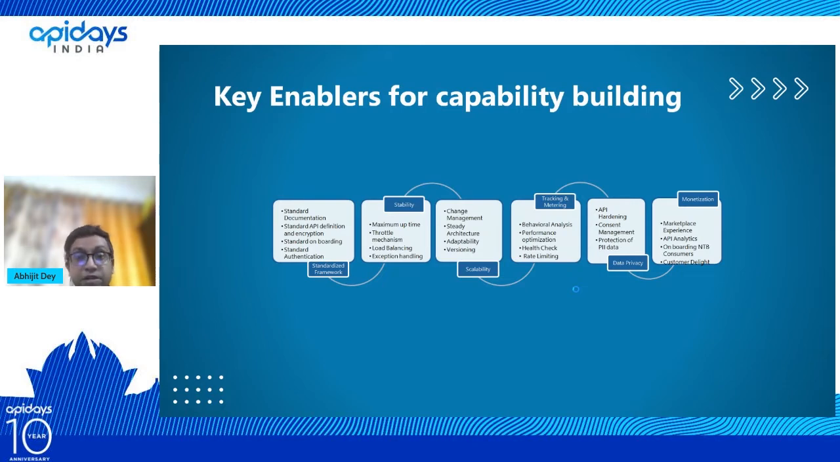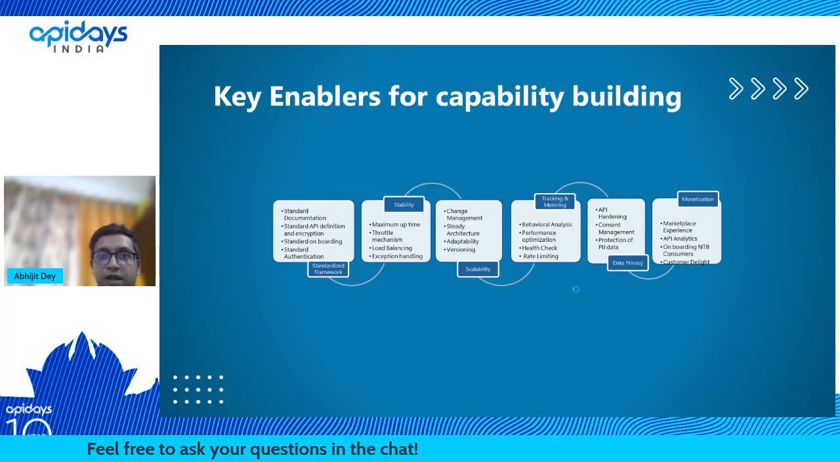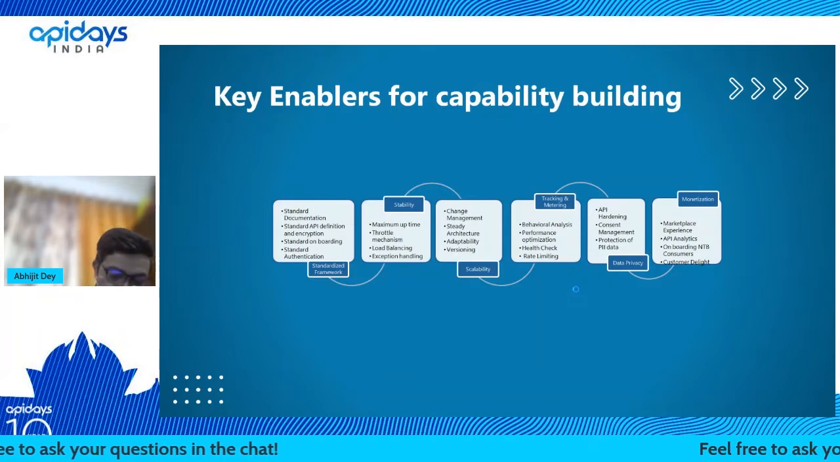Then tracking and metering, which is the most critical when your customer has gone live, because behavior analysis of the API calls and performance optimization are all required. Through this behavior analysis, you can figure out which APIs are hot and which are not being used, right? And based on that tracking analytics, you can create new offerings for your customer, right?